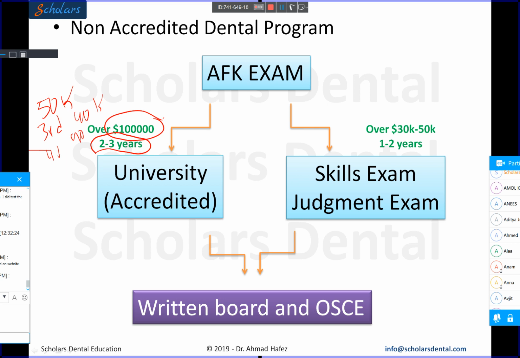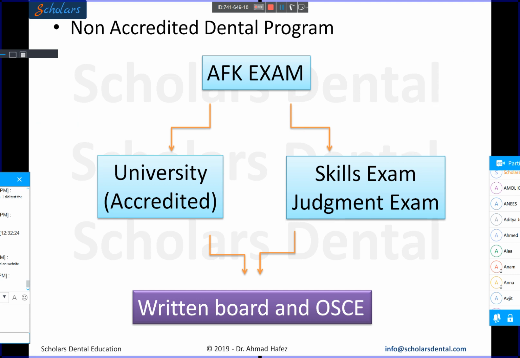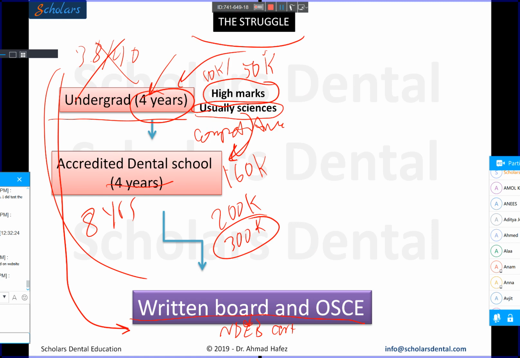So you're in debt. Going the other way, which is just doing skills and judgment, that is going to cost you between 30 and 50,000 and it's going to take you 1 to 2 years. Honestly, this is nothing compared to what people here need to go through.